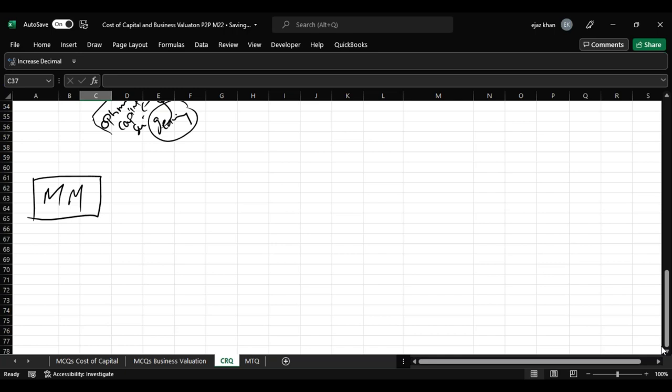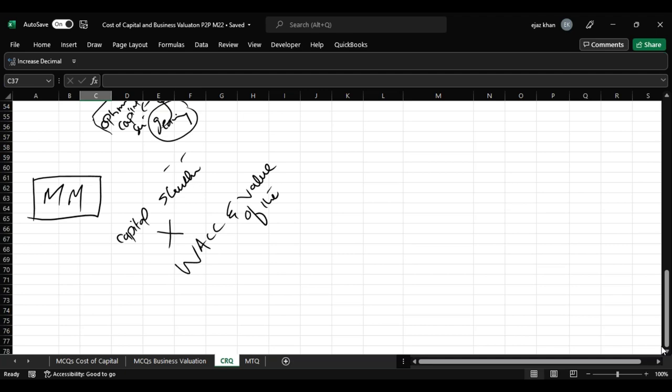According to this theory, capital structure has nothing to do with WACC and value of the company. They say capital structure is irrelevant and there is no connection between capital structure and value of the company. Why do they say this?